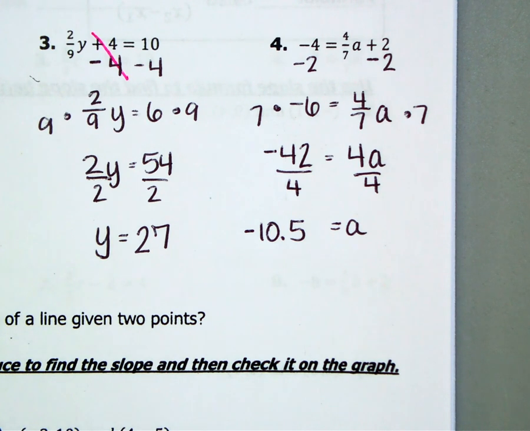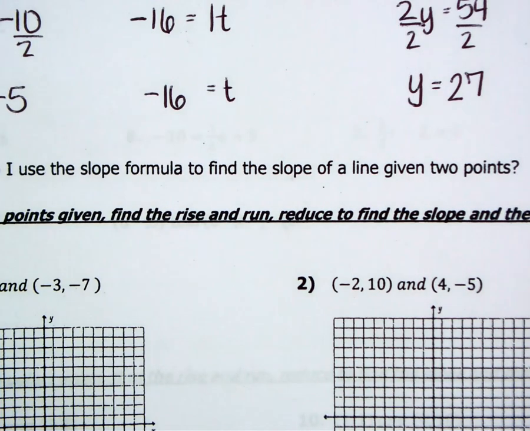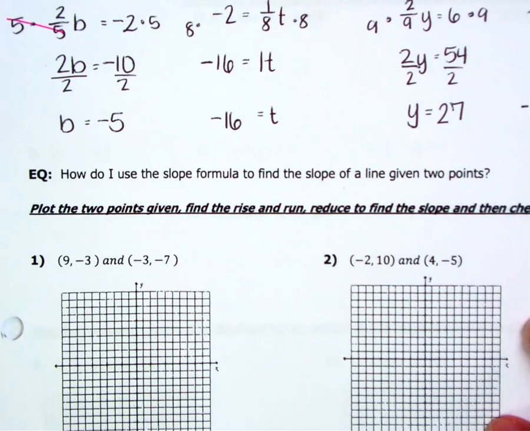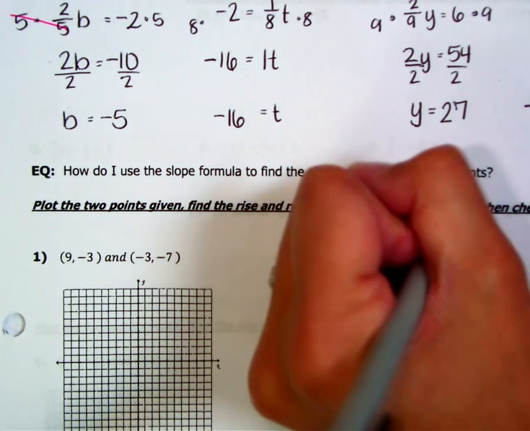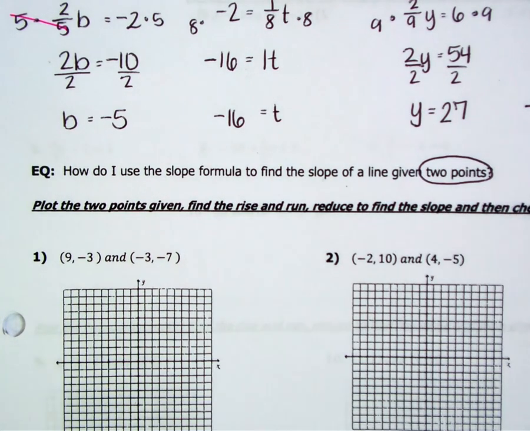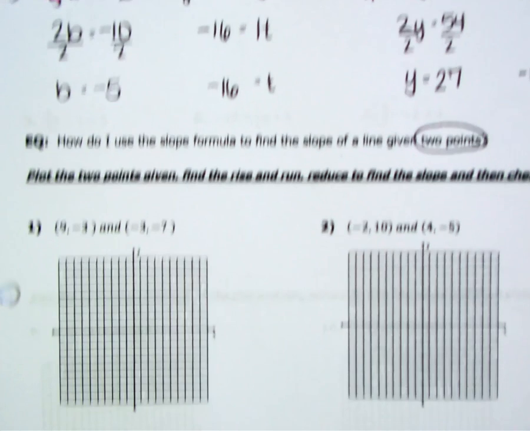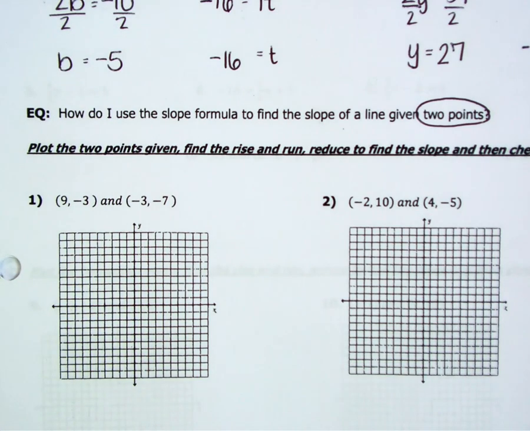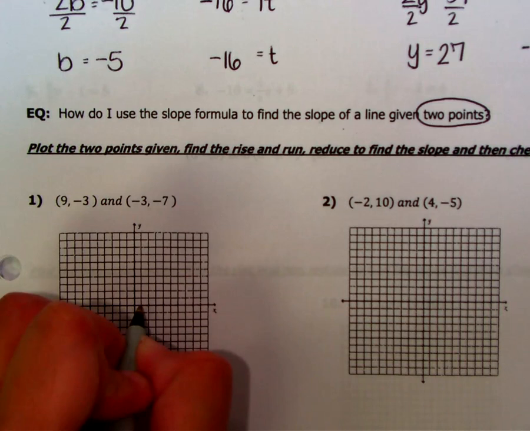Okay, so our essential question, or what we're going to learn about today, is how do I use the slope formula to find the slope of a line given 2 points? The really essential thing here is that in order to find slope, I have to have 2 points. I can have more than 2 points, but I cannot find slope with 1. I have to have at least 2. So in number 1, we have how many points? 2, which means you can find what? The slope. So first thing we're going to do is plot these 2 points.